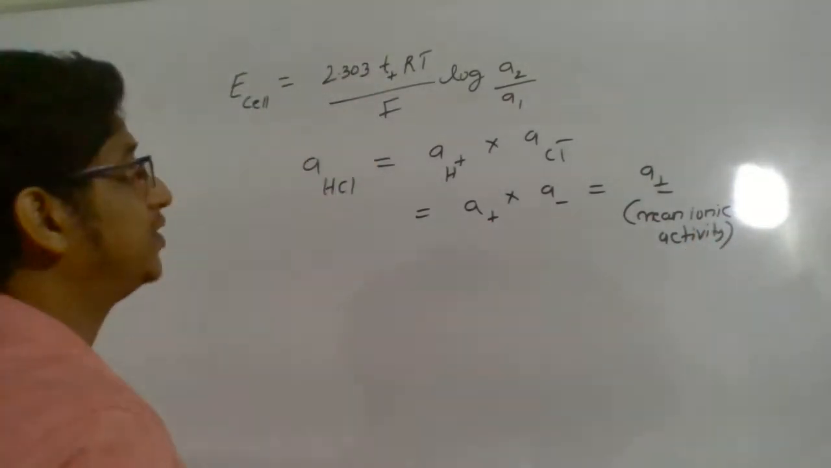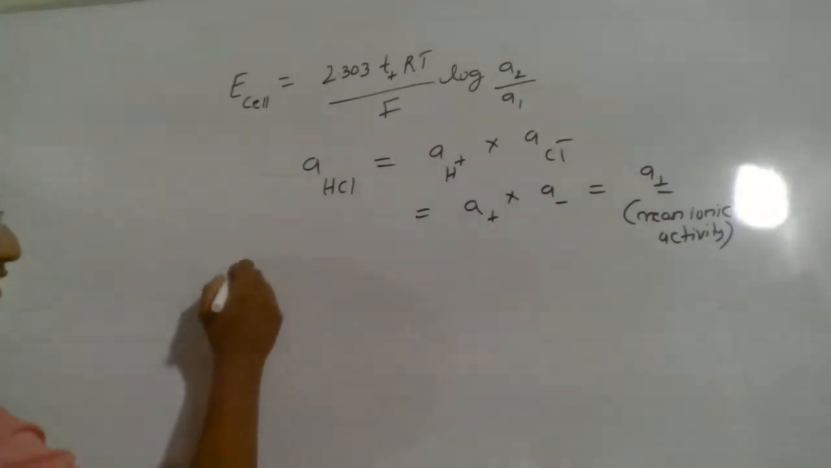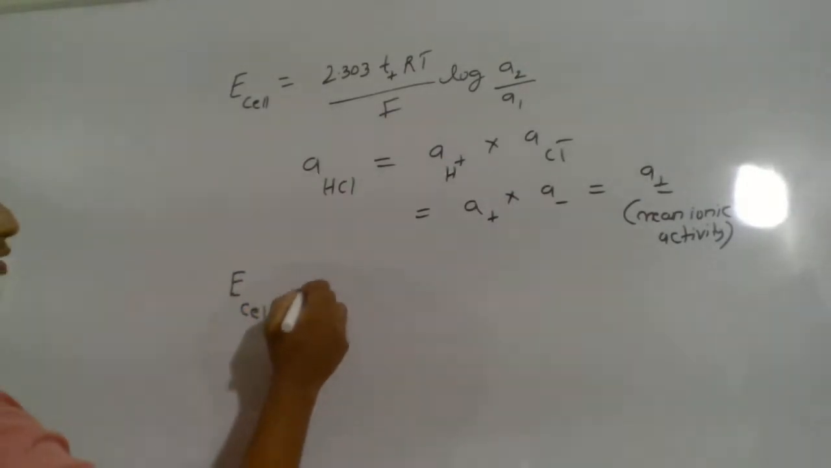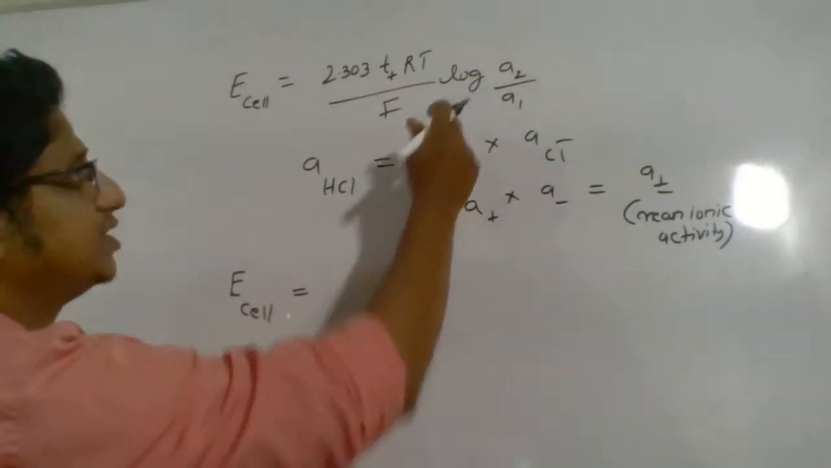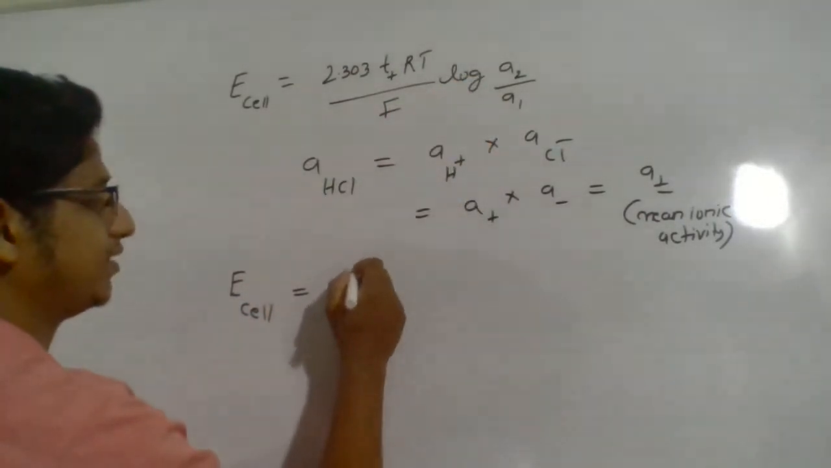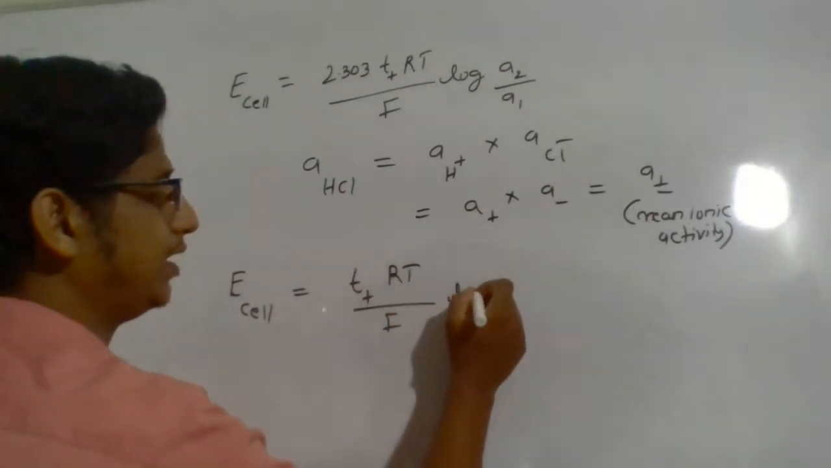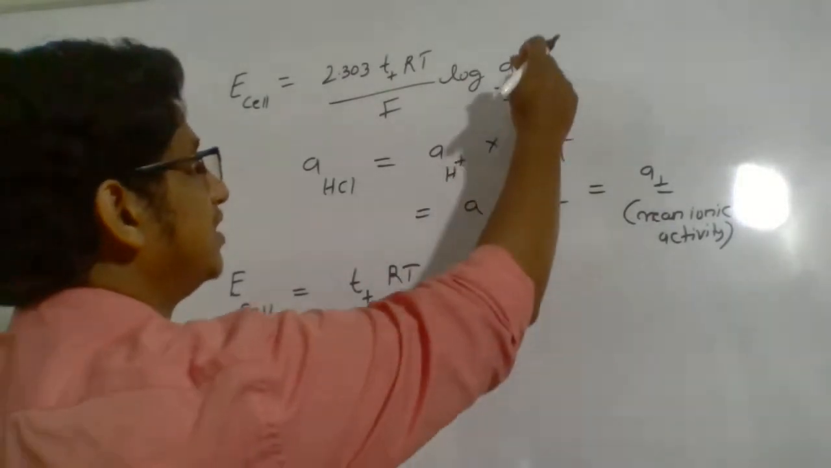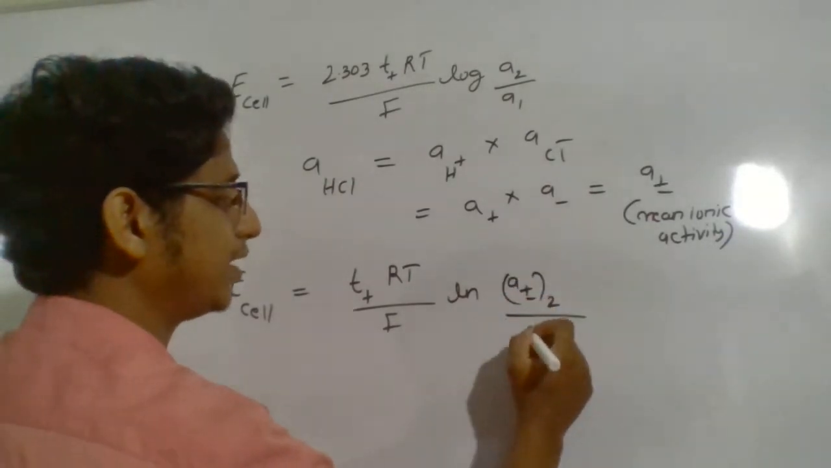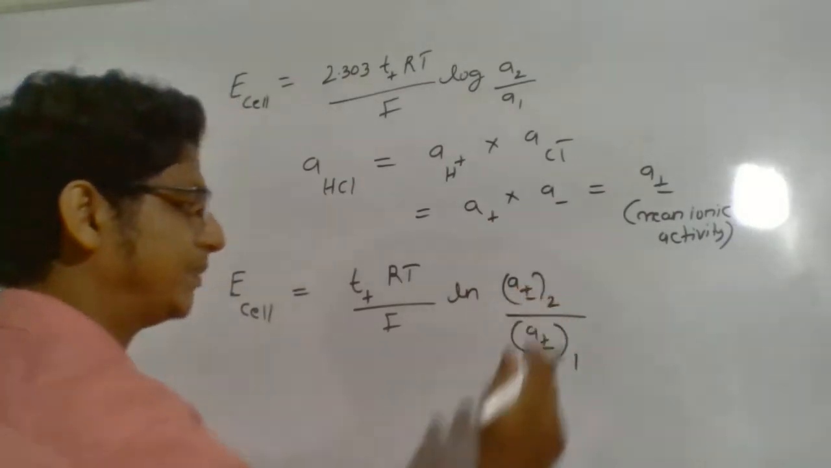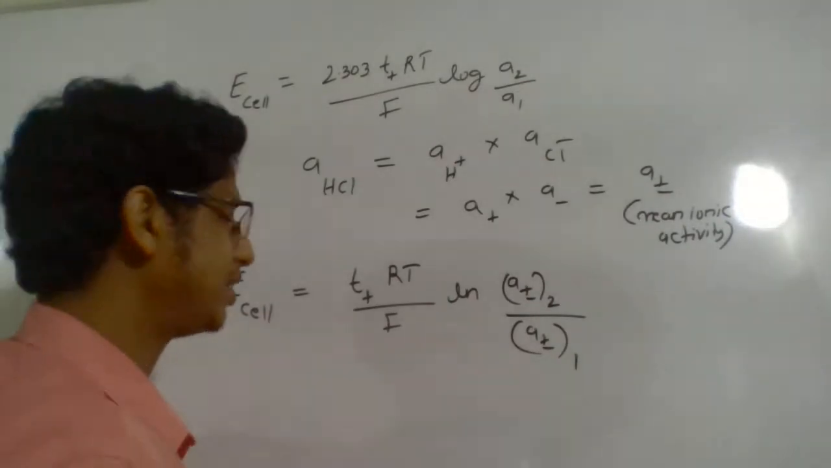So let us now express the equation in terms of mean ionic activity. What you will get is E cell equal to, if you avoid the 2.303, you can express this equation in terms of ln. It will be t plus RT by F ln, and instead of a2 by a1, I am expressing a plus or minus 2 divided by a plus or minus 1, where a plus or minus is the mean ionic activity.